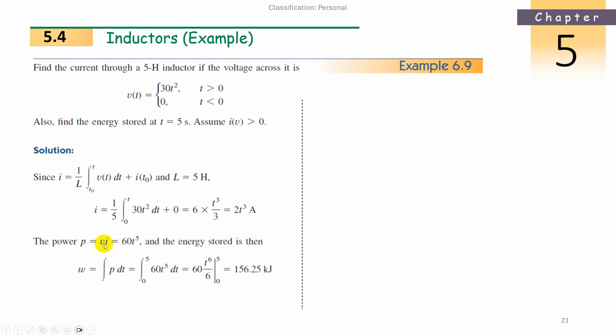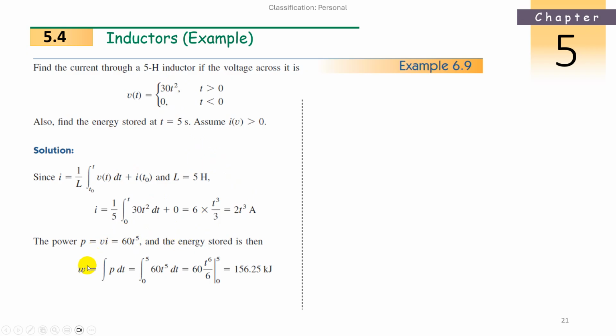Now the power p is given by VI. V we already know is 30 t square. What is i? It is 2 t power 3. So 2 t power 3 multiplied by 30 is 60, and t power 2 times t power 3 is t power 5. So the power is 60 t power 5.